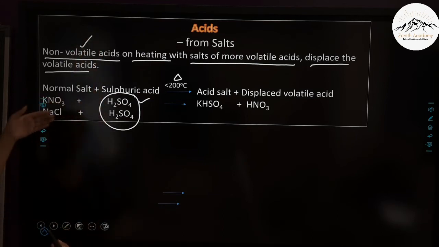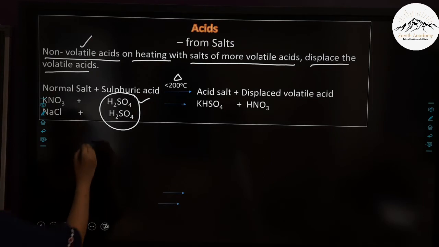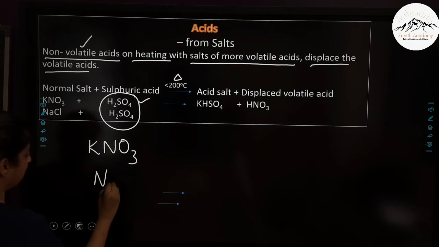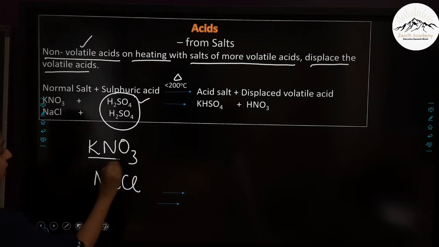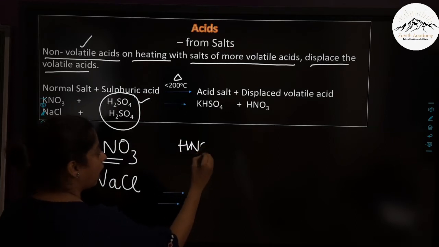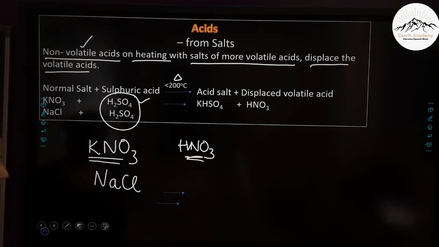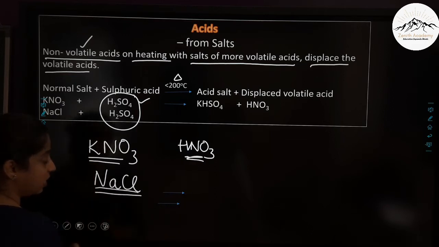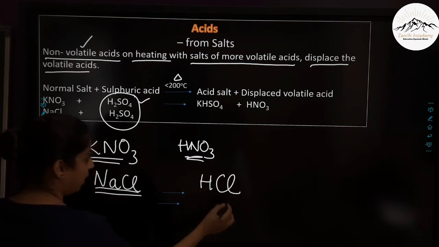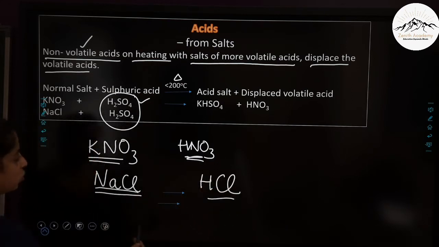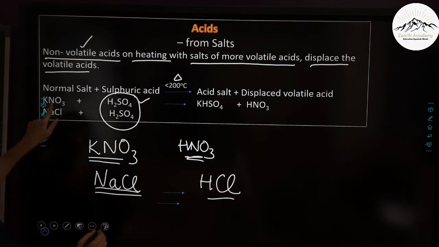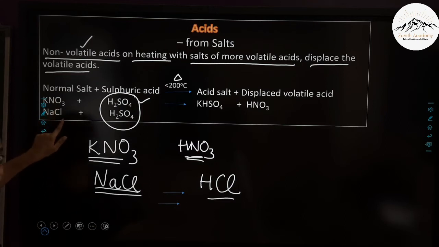Now when it is heated with salts of more volatile acid, this is KNO3, potassium nitrate, and NaCl. So potassium nitrate is a salt of which acid? HNO3, and HNO3 is a volatile acid. Now this NaCl, from which acid is it formed? It is formed from HCl, right? From HCl NaCl is formed. So this is a volatile acid. So you can say that these two are salts which are formed from volatile acids.